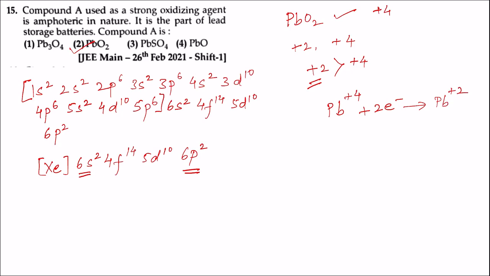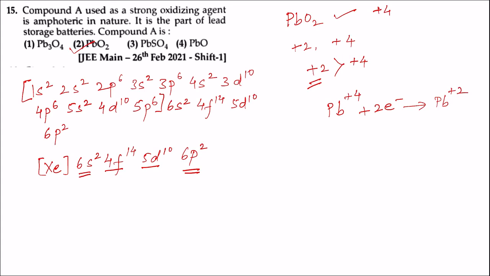Now what is the reason behind lead changing from +4 oxidation state to +2, or why is +2 oxidation state in lead more stable than +4 oxidation state? The reason is the 4f electrons and 5d electrons, they have very poor shielding effect, because of which the outer shell electrons experience stronger pull from the nucleus. They are not able to shield the nuclear charge from the outermost electrons, because of which the outer shell electrons experience a stronger pull from the nucleus.